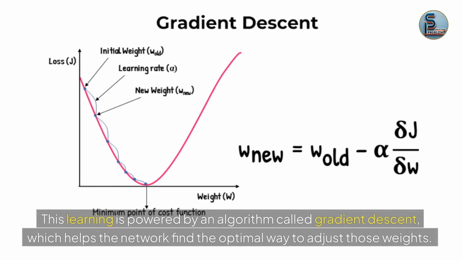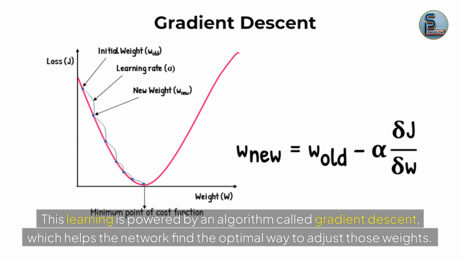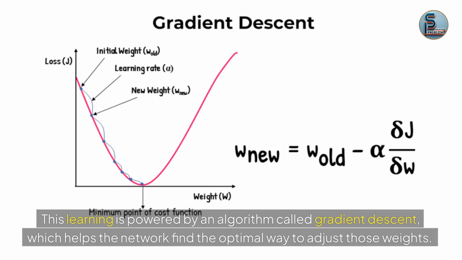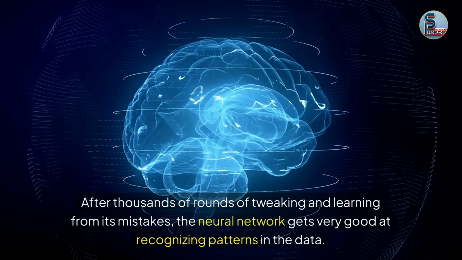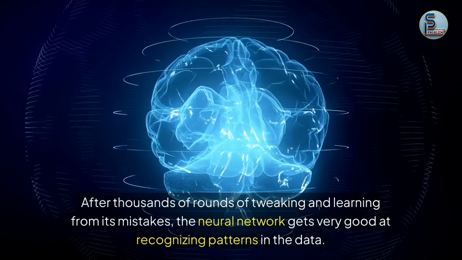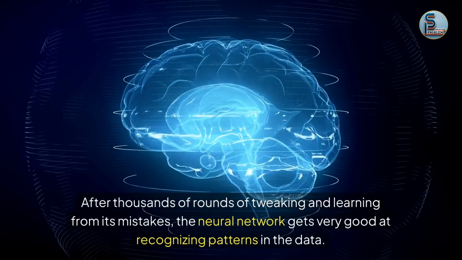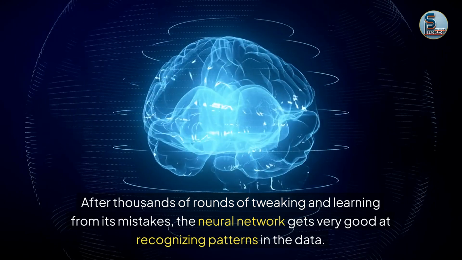This learning is powered by an algorithm called gradient descent, which helps the network find the optimal way to adjust those weights. After thousands of rounds of tweaking and learning from its mistakes, the neural network gets very good at recognizing patterns in the data.